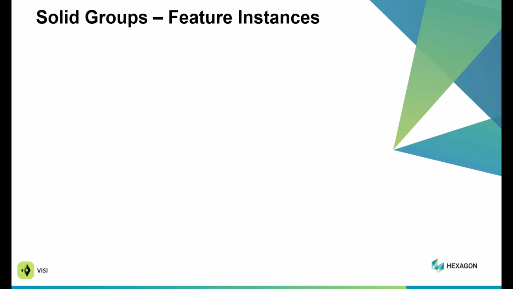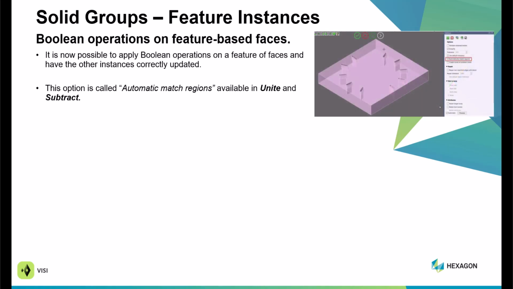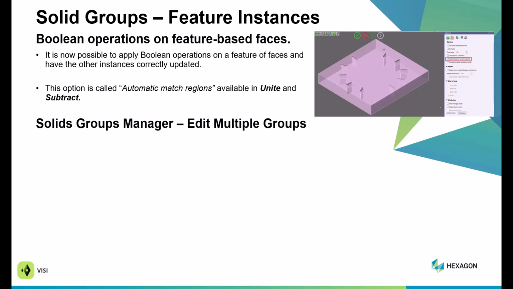Now we're going to talk about what's new with solid group feature instances. Under Boolean operations on feature bases for faces, it is now possible to apply a feature of a face and have the instance correct automatically. The new option is called Automatic Match Regions, and it is available in the Unite command and the Subtract command.